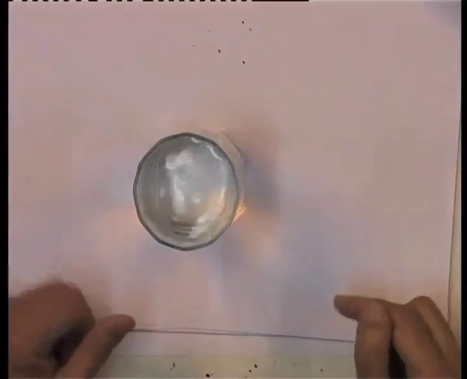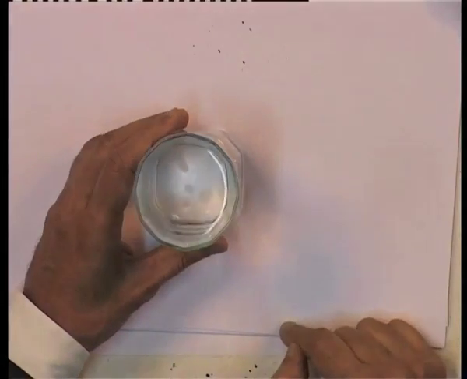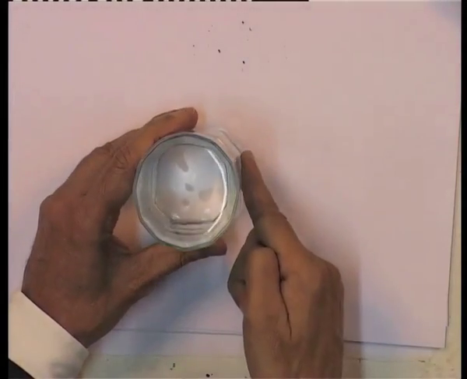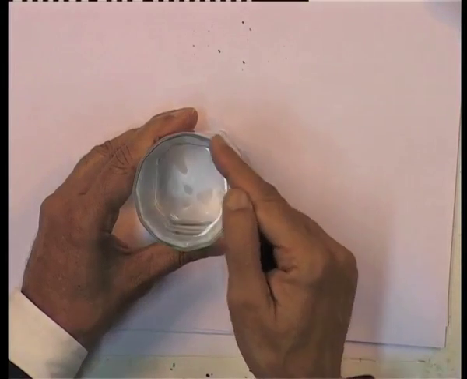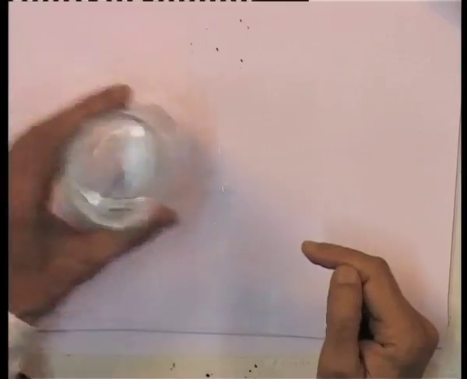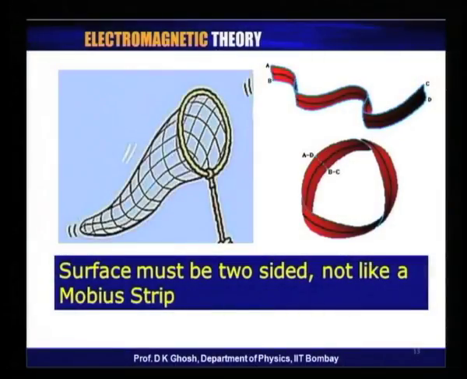At this moment, there is water in it, but this is the outside surface and there is an inside surface of the glass. If I want to go from the outside to the inside, I will need to cross this rim. I will need to cross the edge. But on the other hand, please look at it this way.